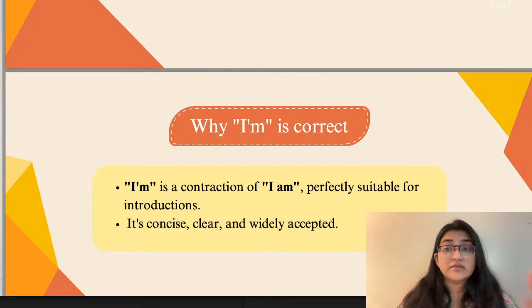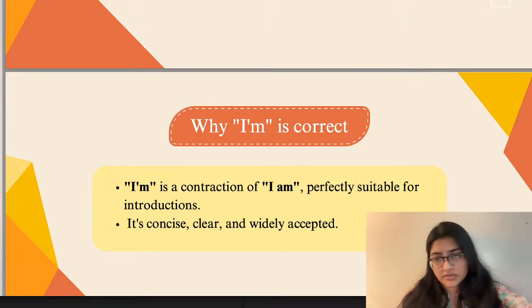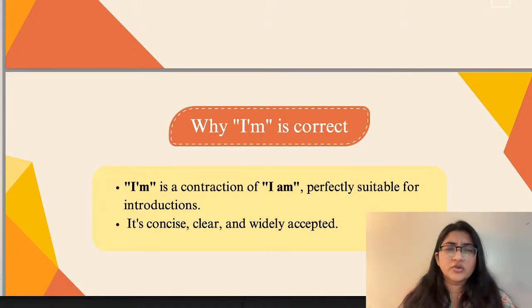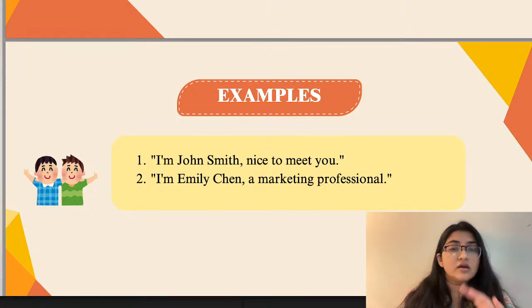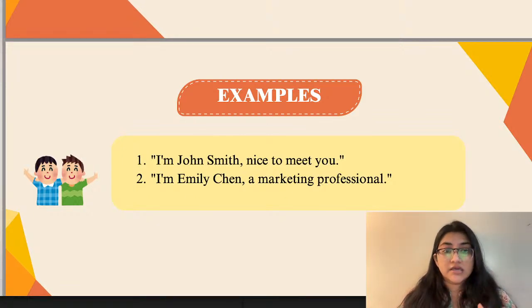So instead of using myself and your name, you must use I'm, or you can go for "my name is", which is quite formal. So if you want to keep it casual and informal, you can use the contraction of I am, which is I'm. I'm Yashee, I'm Bina. Alright, so "I'm John Smith, nice to meet you." This is how you can introduce yourself. Or "I'm Emily Chen, a marketing professional." This is how you introduce yourself.